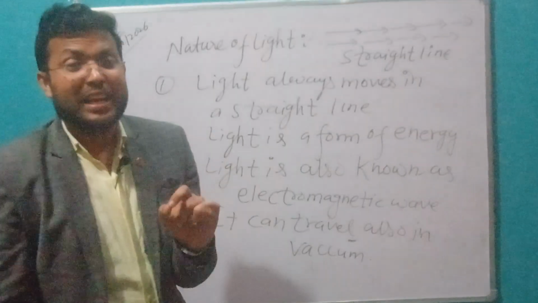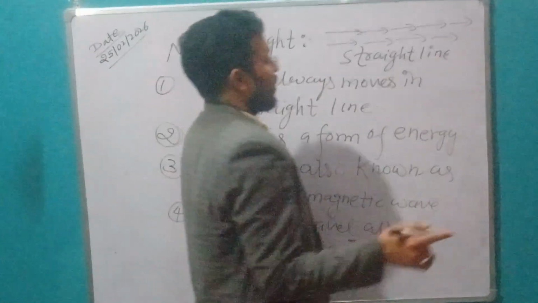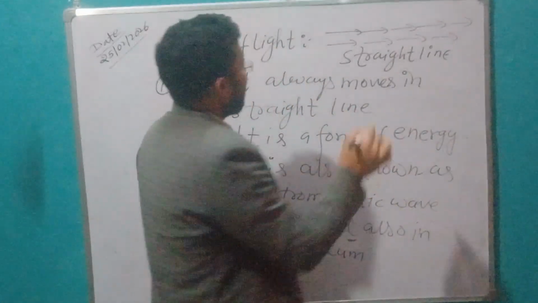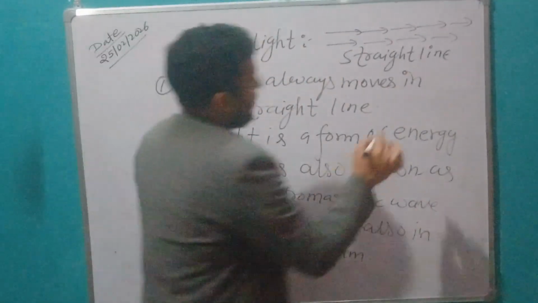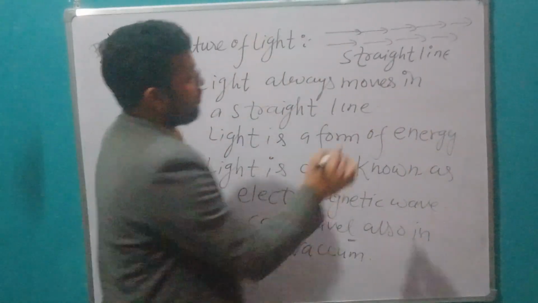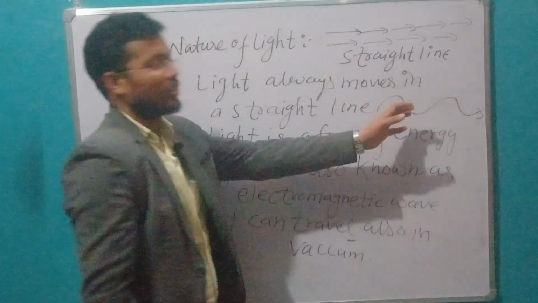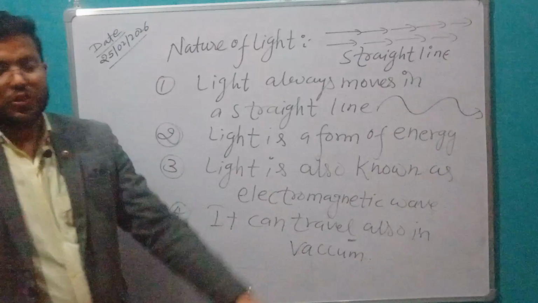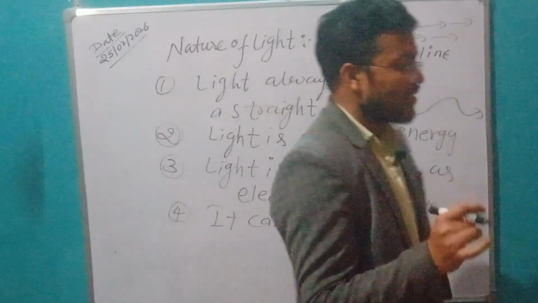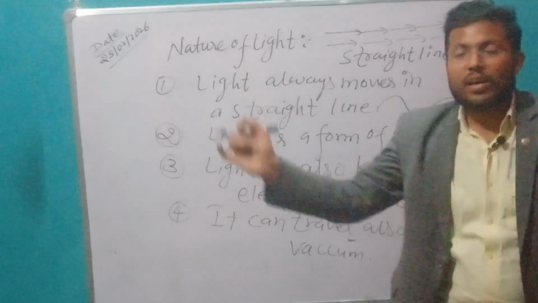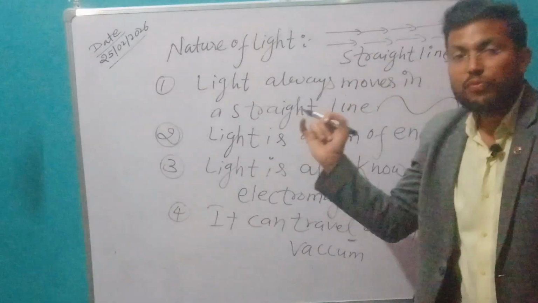Light never moves in a zigzag motion. No, it is never possible. So the shadow follows from this property: light always moves in a straight line.